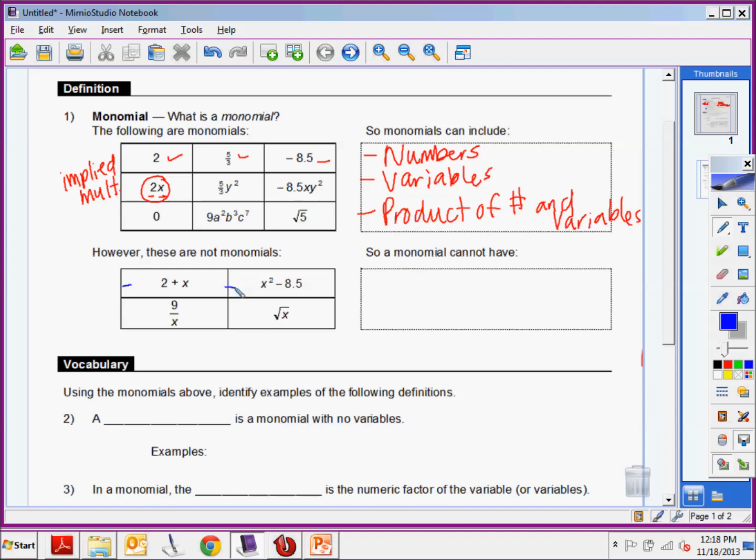A non-monomial is a number with a variable that is under the radical. Radical is a fancy word for what? A square root. A radical is a word for square root, or any kind of root. It could be the third root, the fourth root. You cannot have a variable in the denominator.